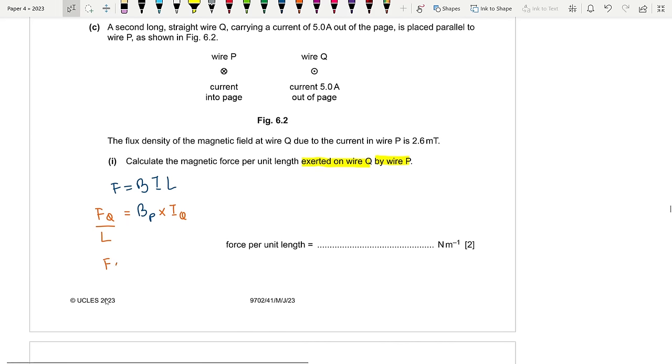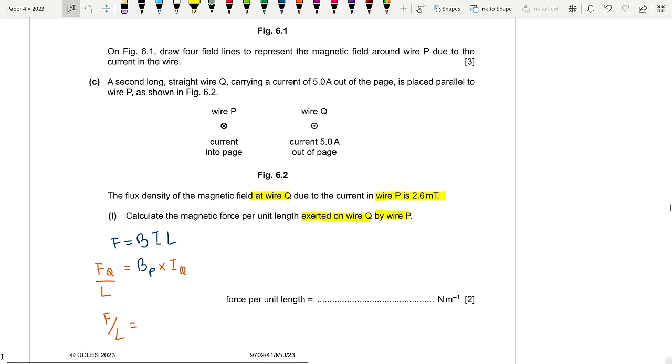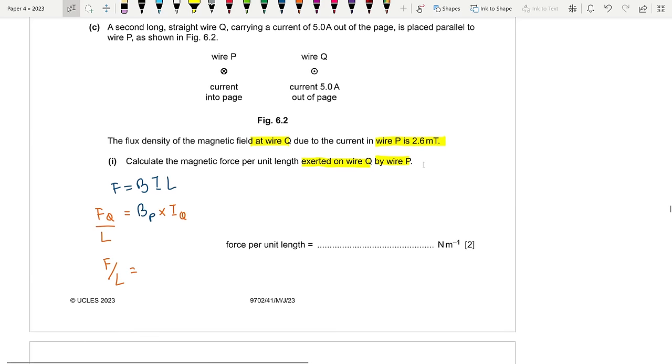Now what will the force per unit length actually be then? The flux density at wire Q due to the current in wire P is 2.6 millitesla. They could have tricked you, honestly. They could give you both the field strengths. They do in some questions, so you need to choose one particularly. But it became too easy over here because they only gave you one magnetic field strength, right? So this is the magnetic field strength due to the current in wire P, which is being felt by wire Q. So I'm going to input this value over here.